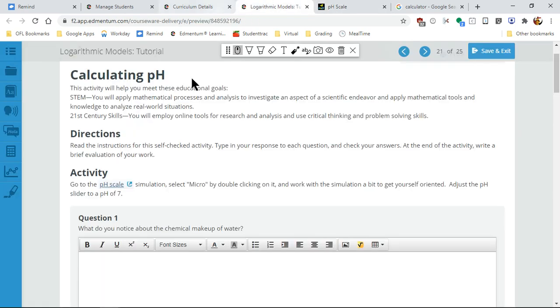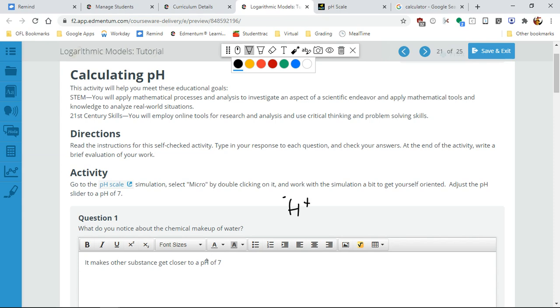So basically what it's asking us here is, what do you notice about the chemical makeup of water? It makes other substances get closer to a pH of 7. And in case you're wondering why this H is capitalized, it's a chemical symbol for hydrogen.